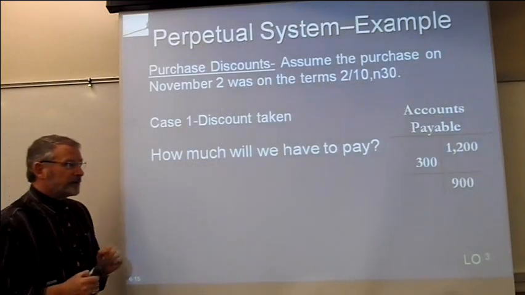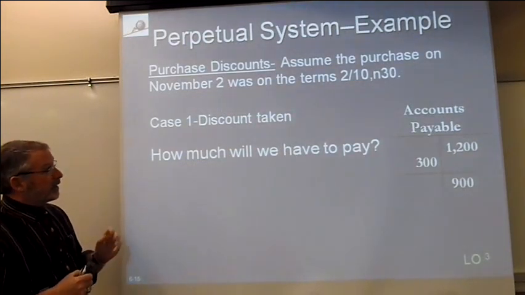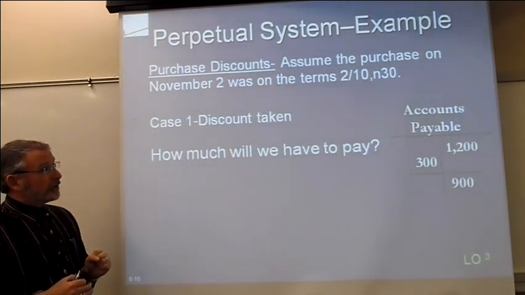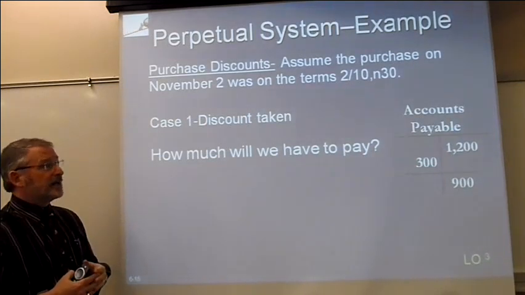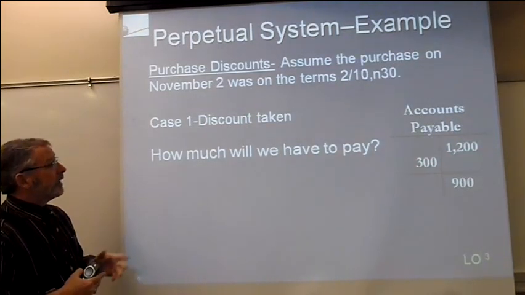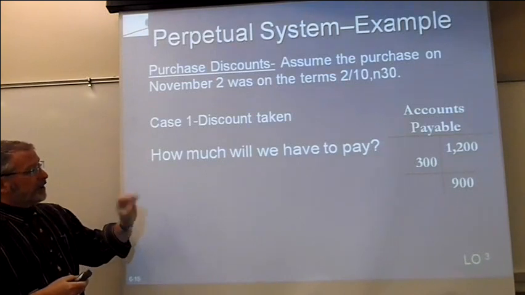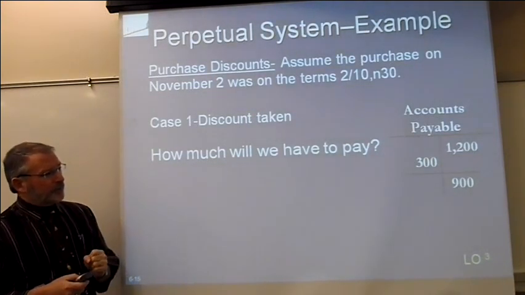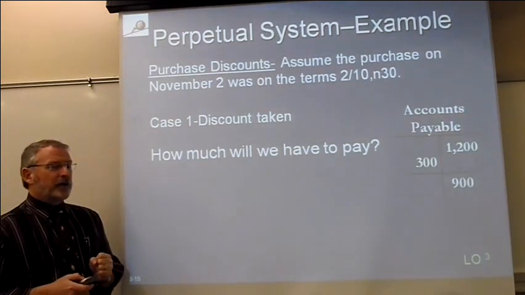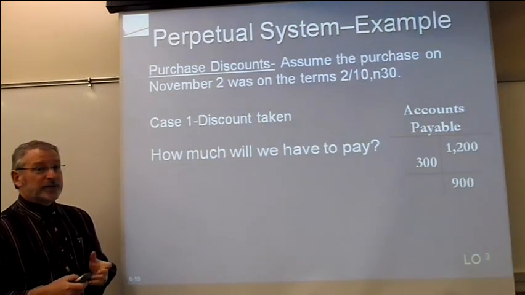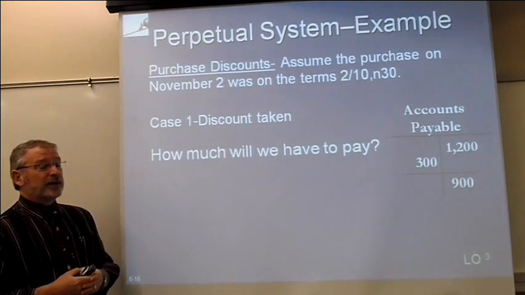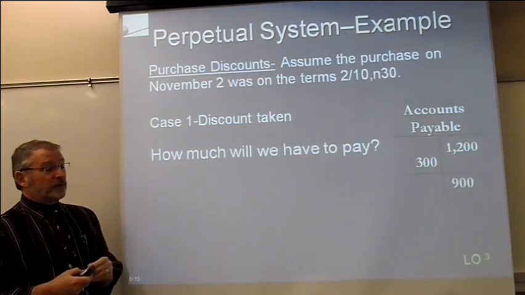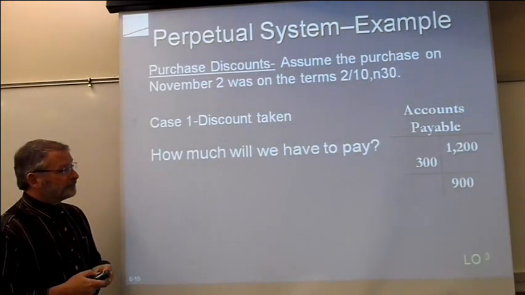So let's talk about if we take a discount. Assume that we purchased our stuff with the terms of 2% if we pay in 10 days, or pay the rest in 30. And so we're going to look at two examples here. How much will we have to pay if we actually take the discount? So we owe the supplier $900. So we're going to write them a check, but we're not going to write them the check for the whole $900.